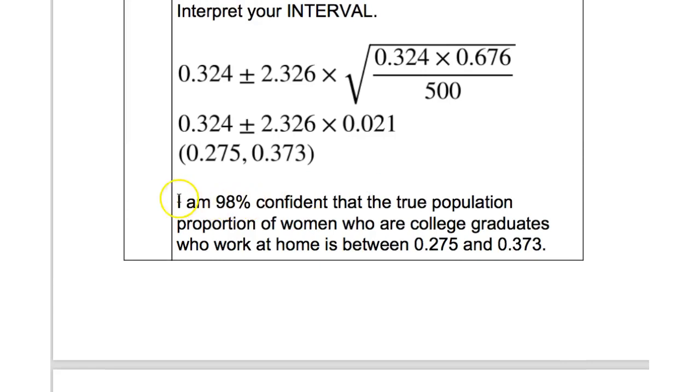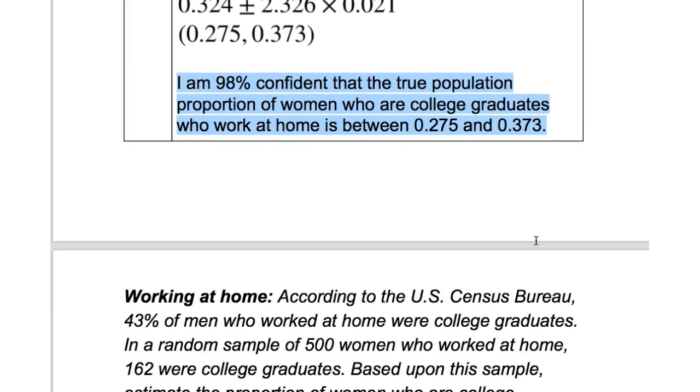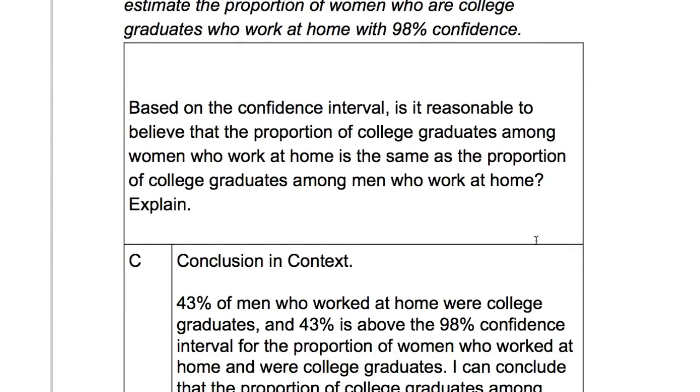And we've been interpreting. I am 98% confident that the true population proportion of women who are college graduates who work at home is between 0.275 and 0.373. And you did really well on that on your quiz last week, so that's not a big deal. I think you guys are going to be just fine this week with this. The C stands for context.